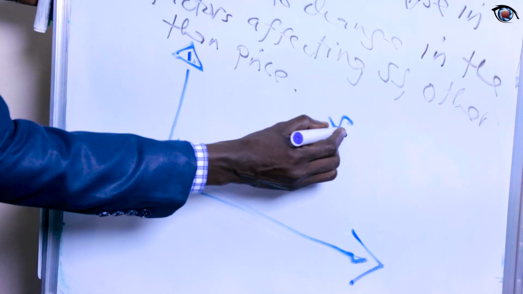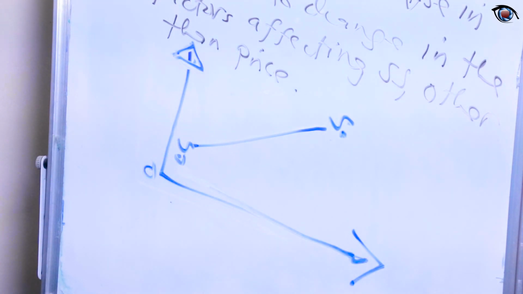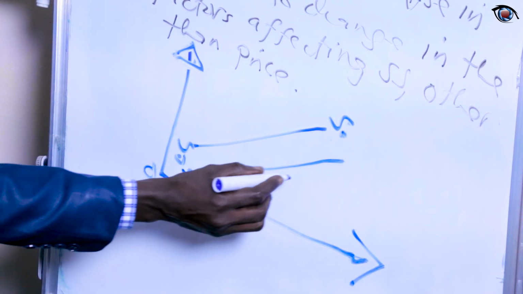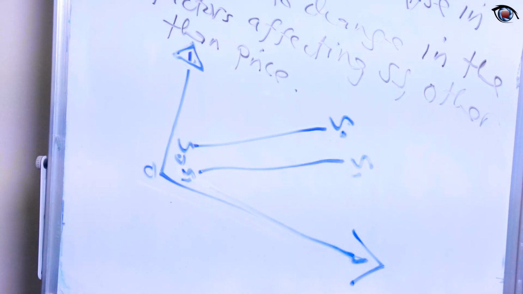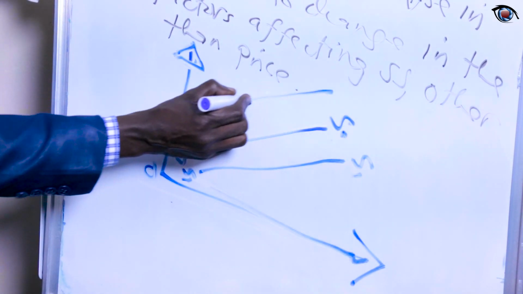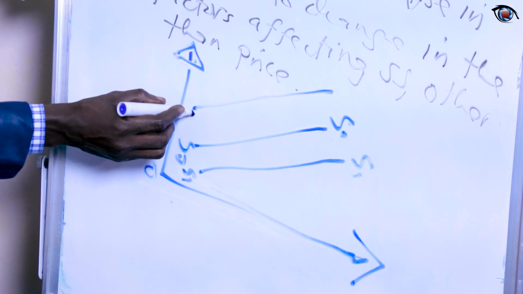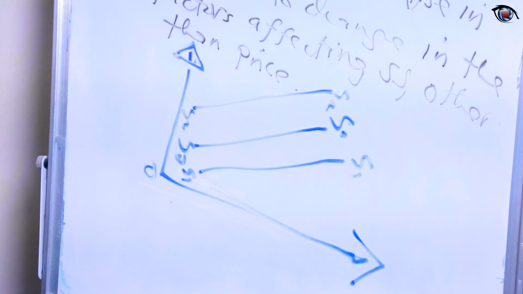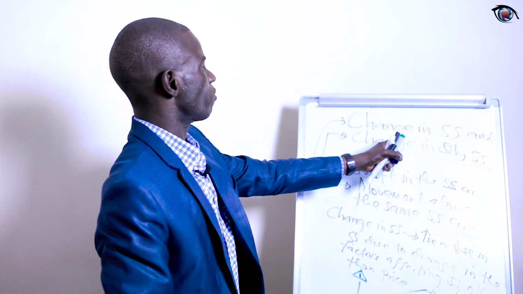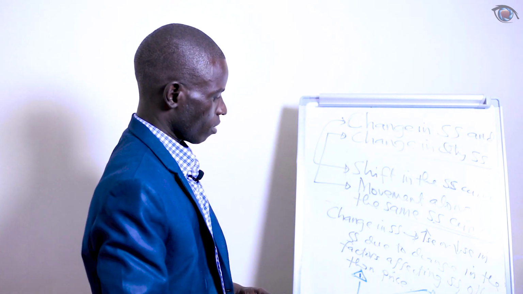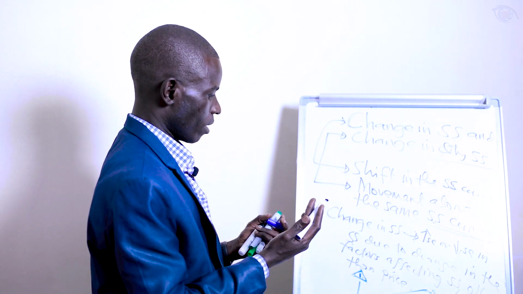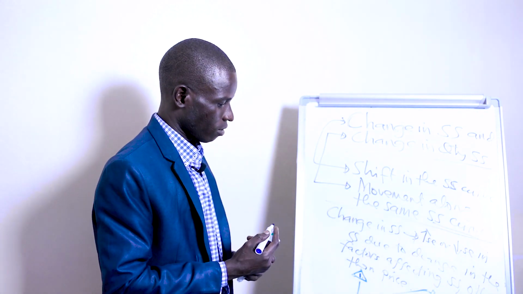We can have this first supply curve, call it S1. You can as well have another supply curve maybe on the other side, call it S2. So when we talk of the shift in the supply curve or a change in supply, we mean that as the factors affecting supply apply, supply will tend to increase or decrease.